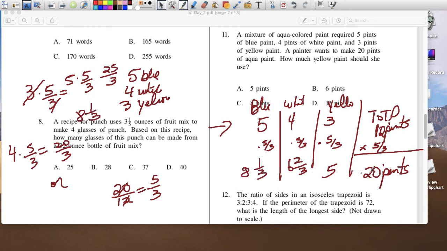And if you add all this, it should get you 20 pints, and it does, because 8 plus 6 is 14, 1/3 plus 2/3 is 1, so 14 plus 1 is 15, plus 5 gives me 20. So we only want the yellow, which is 5 pints.